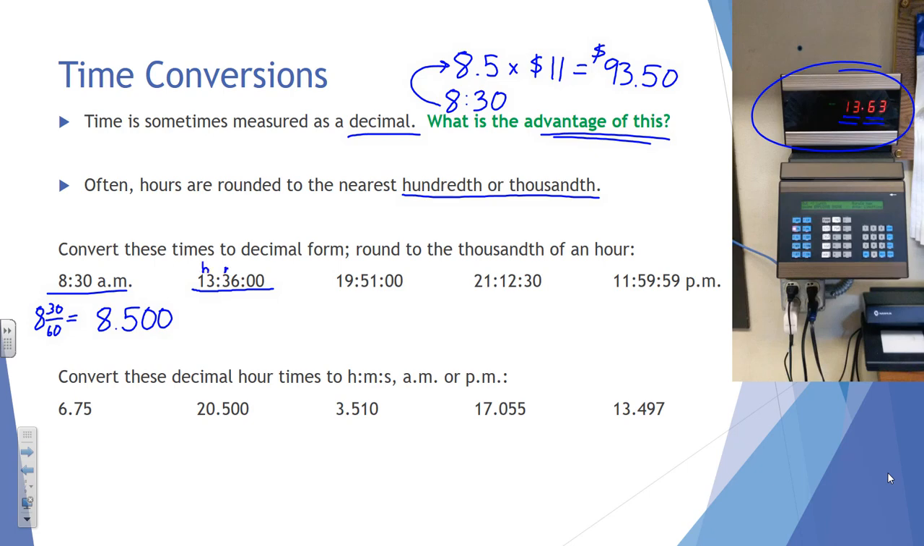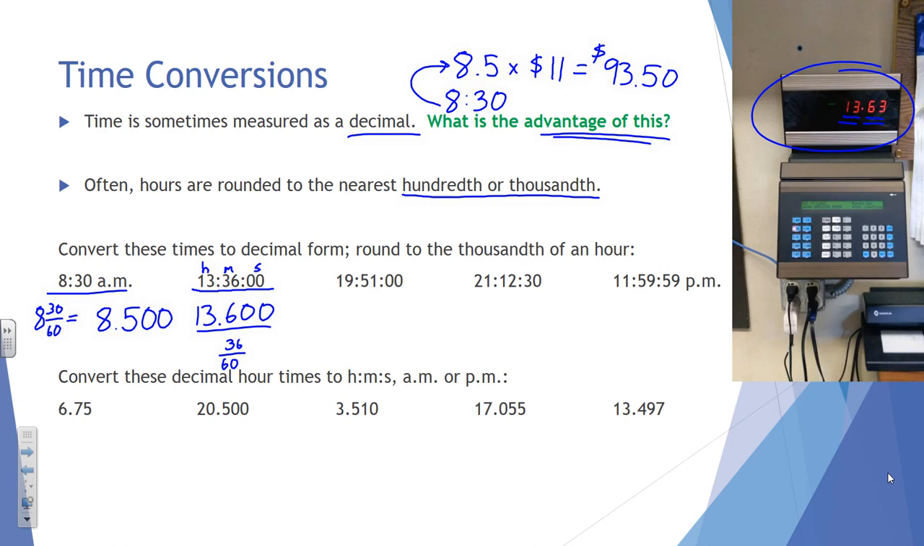13 hours, 36 minutes, and 0 seconds. Those are hours, minutes, and seconds. The 13th hour of the day, that's a military format, and so we can keep that and say that we are at 13 point some number of hours. If we take 36 minutes and divide that by 60, that gives us the decimal part of an hour that's passed, and that gives us 0.6 exactly. So we would say that that is 13.600 hours.